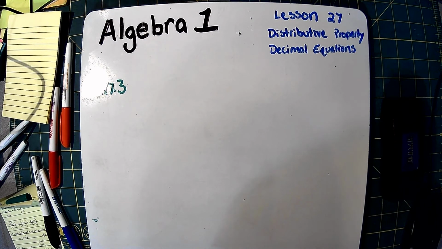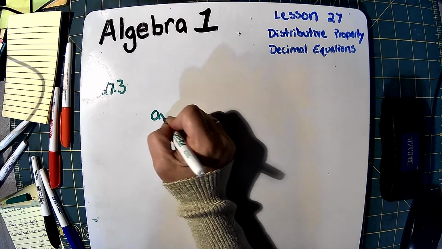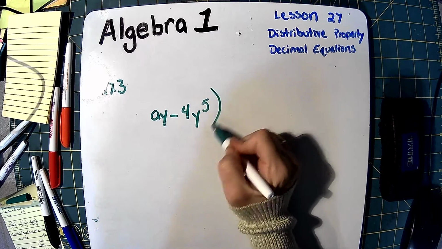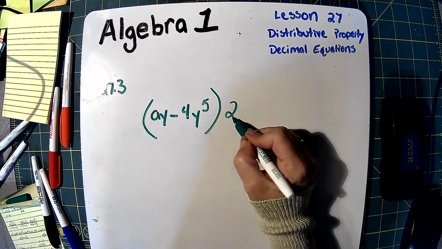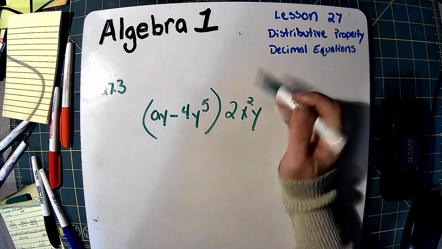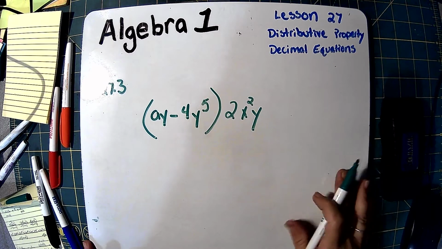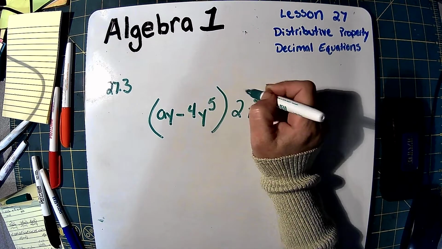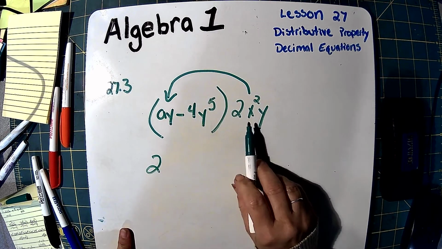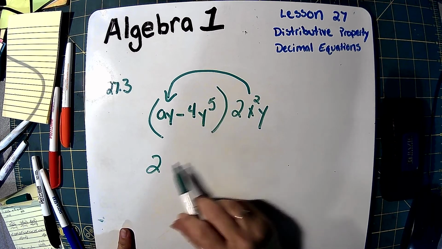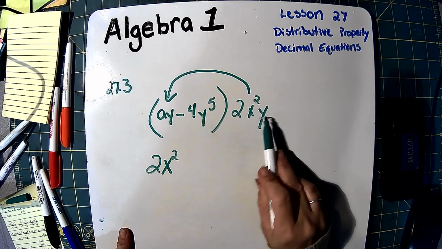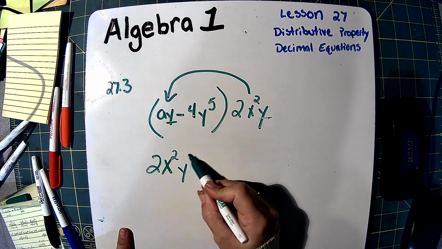Okay, this one says use the distributive property to expand. So we got ay minus 4y to the fifth, and all that's in parentheses, and then we have 2x squared y. Exact same thing, this is just on the other side. We could move this over here and it would look more like what you're used to, but we need to know how to do it this way. So first we're going to multiply here. We have 2, we don't have any other x's, so we're just going to do the x squared. Now we have a y here and a y here, so we put them together and we get y squared.